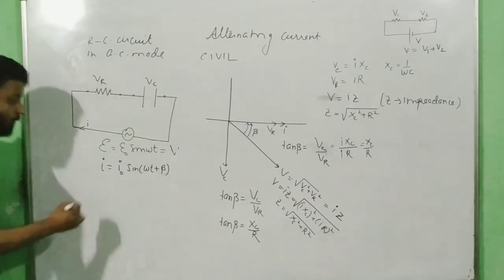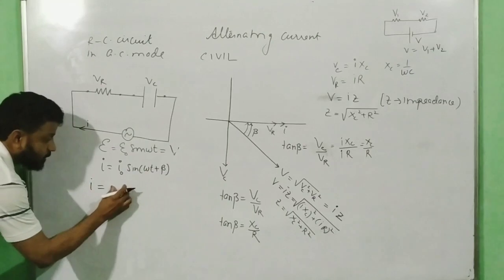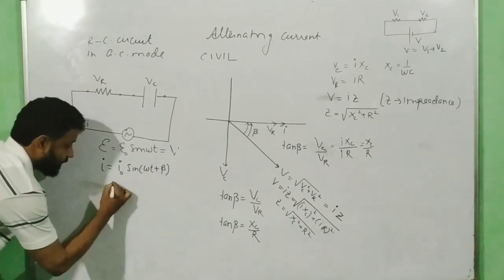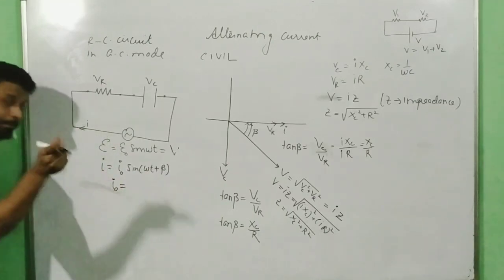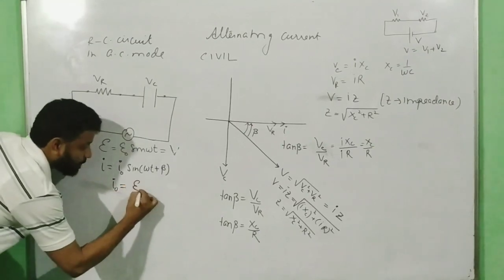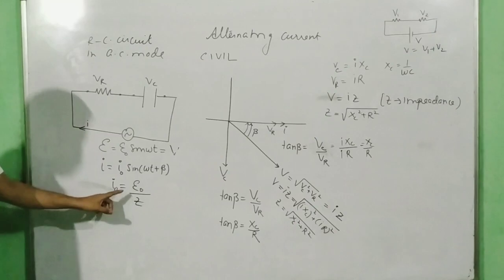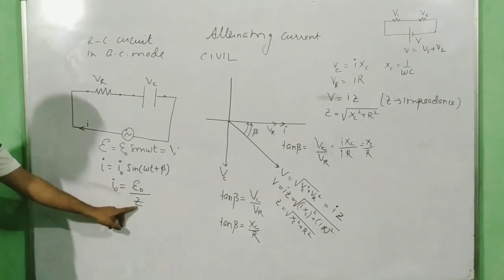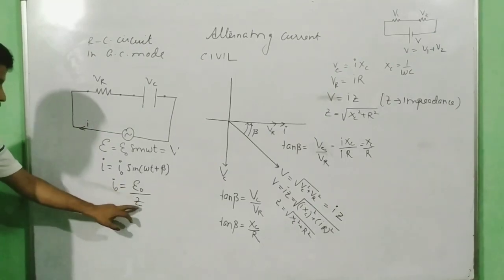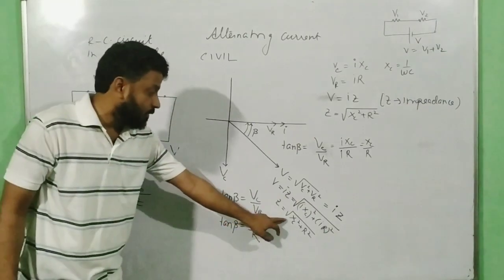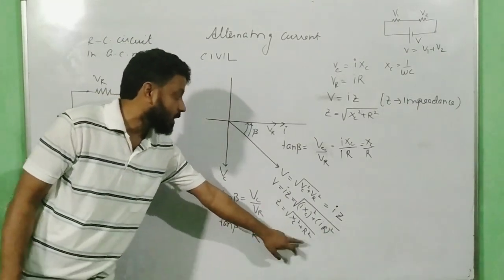Come back to this one now. So can I write I equals I naught? What is I naught here? I naught is the peak current, and that must be equal to peak voltage divided by the net resistance, that is called Z. The peak current divided by the net resistance or the impedance, and that is called Z. And what is Z? Z we have found as root over of Xc square plus R square.